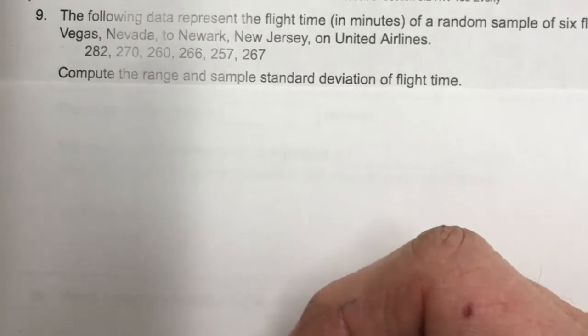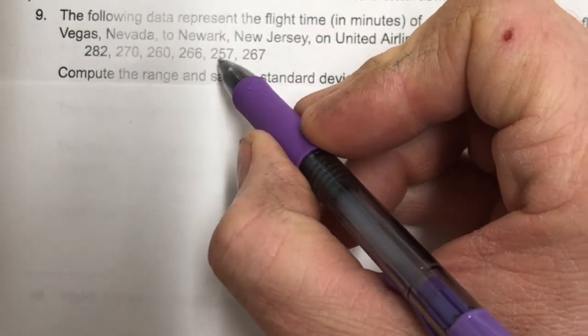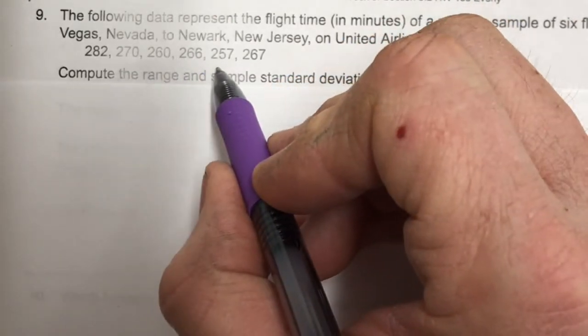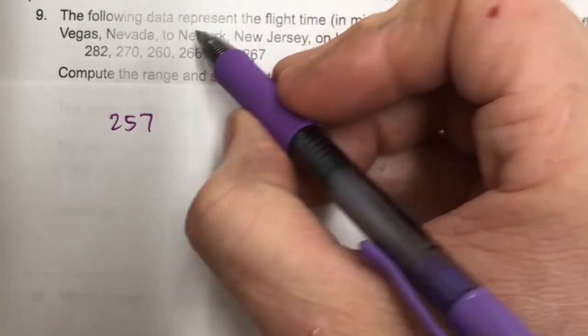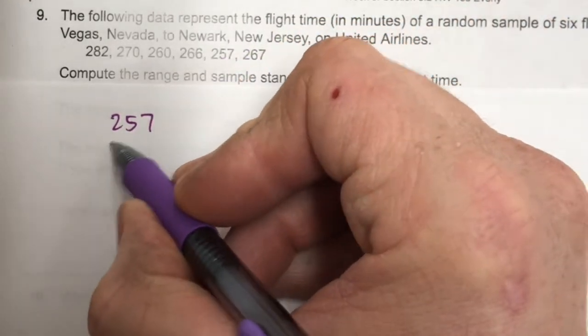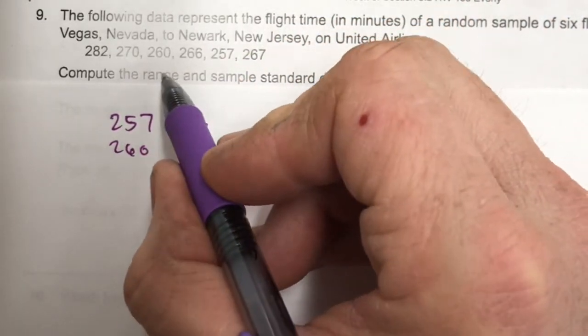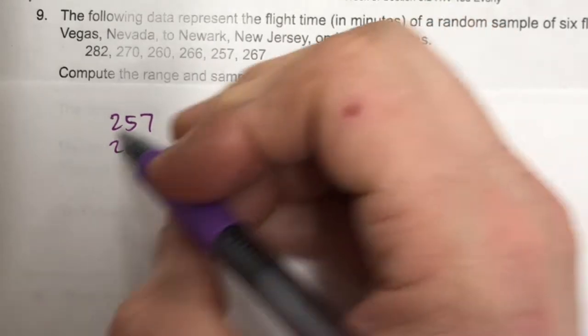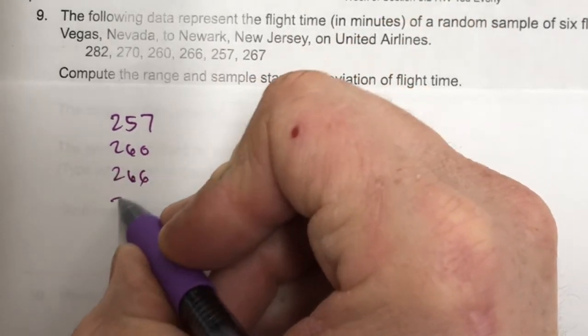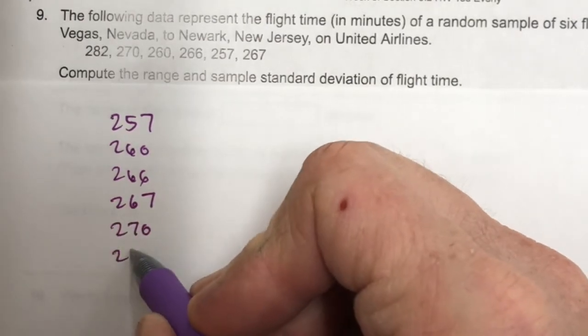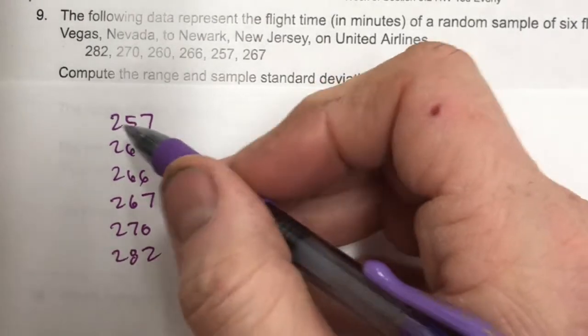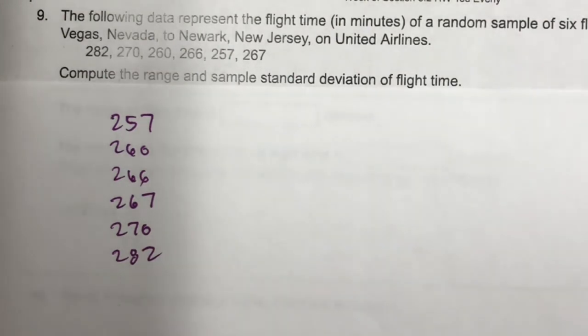All right, well, let's put these in order. So we got 257 first, then I got 260, then I got 266 and 267, then I got 270, and then I got 282. There you go. There's my 6 flights in order.